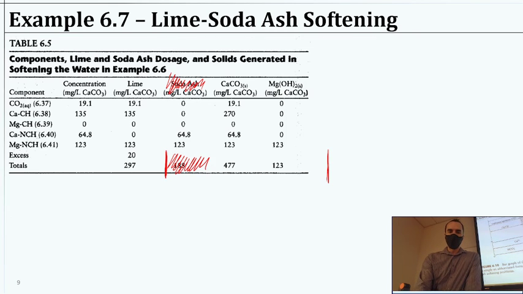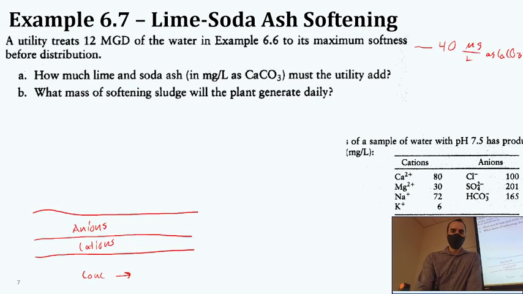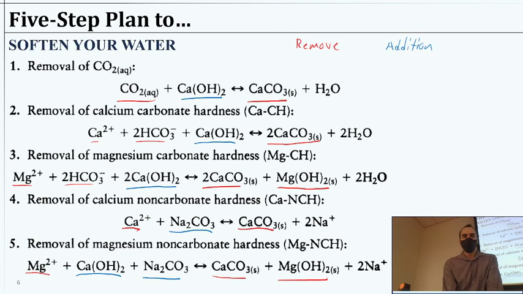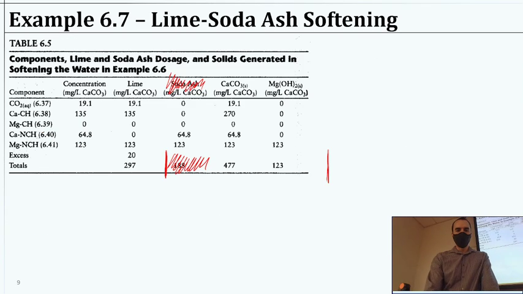If we go back to our five steps, and it'll reflect in this table in a second, we removed the excess CO2. Then we started removing this calcium carbonate hardness that was taking out all that bicarbonate. Then we checked to see if there's any magnesium carbonate hardness, and we didn't have any extra carbonate at that point. We were still removing calcium. So essentially, step three was non-existent. Step four continued removing more calcium, and then step five removed the remaining magnesium. So I think we'll see that right here.